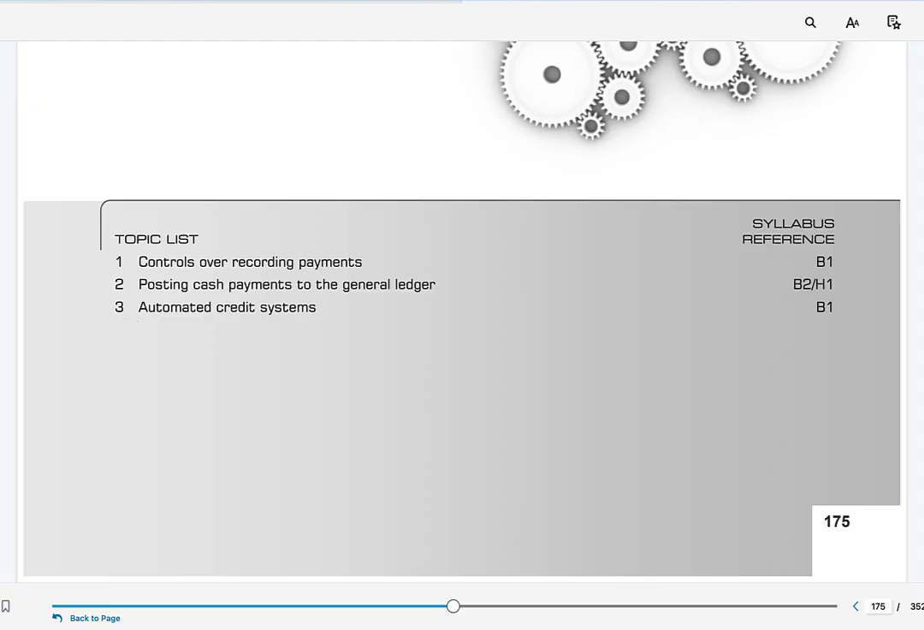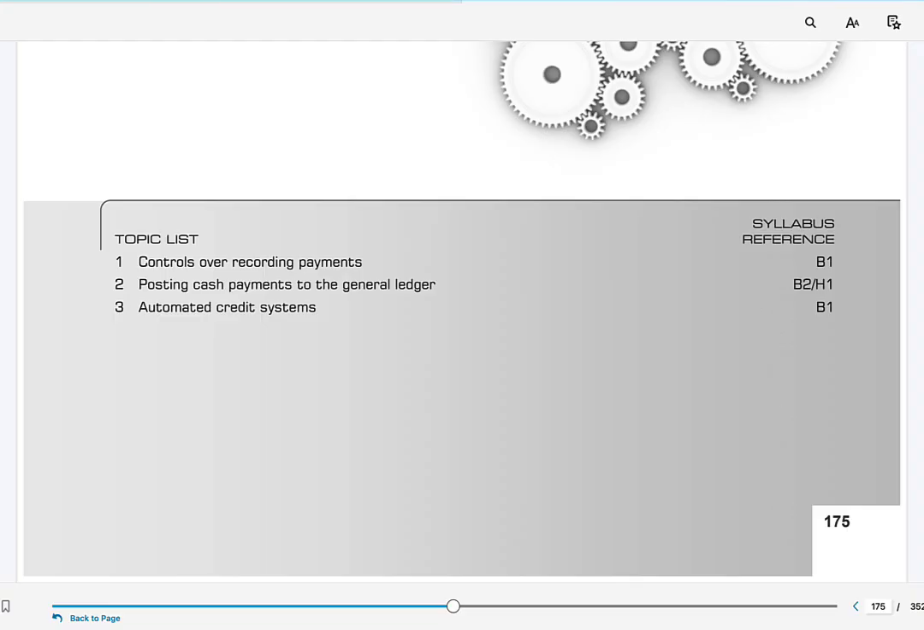Third topic, automated credit systems. In this part, we learn what happens when payments are not made by cash or check, but are made electronically through the banking system. This includes systems that allow regular payments to be made automatically, such as standing orders and direct debits, and also systems used for paying staff wages or salaries through electronic transfer. You will learn the basic procedures, the type of information needed, and why automated systems can save time and reduce paperwork, while still needing strong controls to prevent mistakes and unauthorized payments.